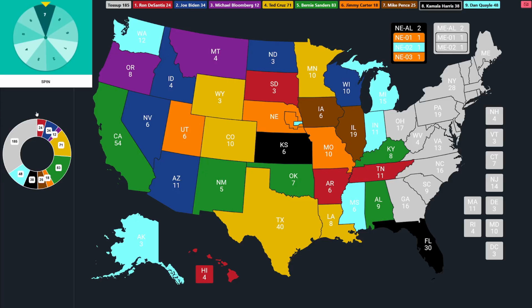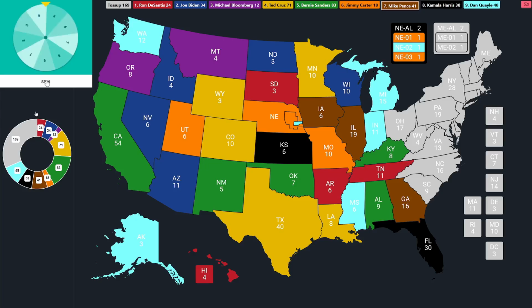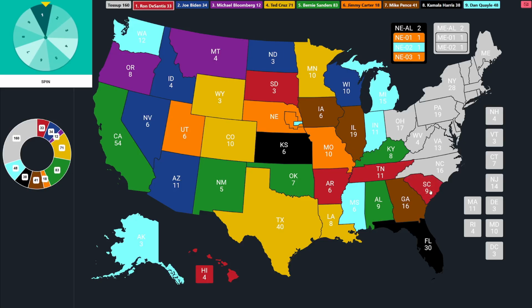Number 7, it's coming to Mike Pence. The next state is South Carolina. Here's 9 more. Number 1, that is going to Ron DeSantis. Next up, it's North Carolina. 16 votes. Who's going to get them?